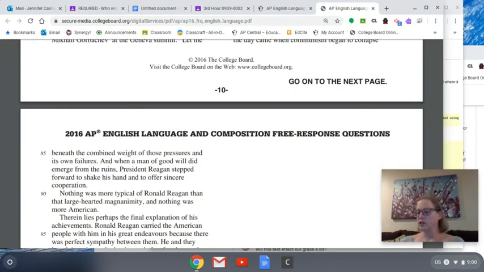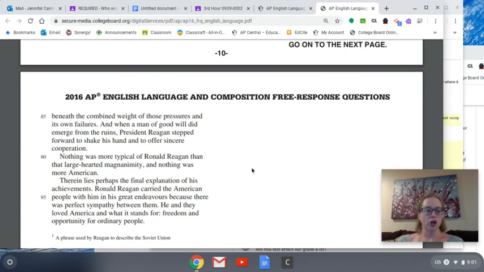Sincere cooperation seems to kind of go back to that lightness of spirit, which is where we started all this. Because if you are cooperative, that kind of goes in with that optimistic, that cheerful, that Ronnie image. Nothing was more typical of Ronald Reagan than that large-hearted magnanimity. Okay, and again, we're back up in that fluffy bunny.